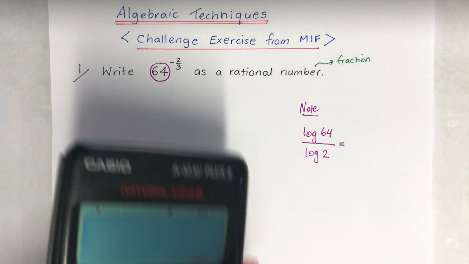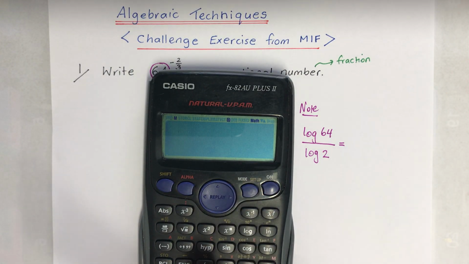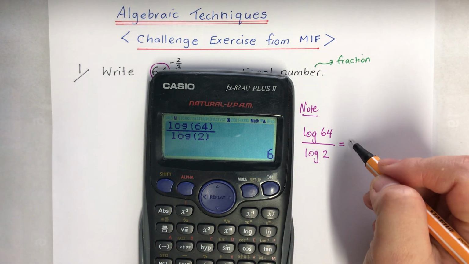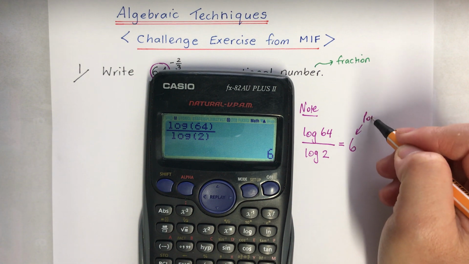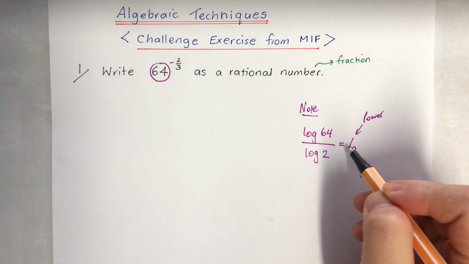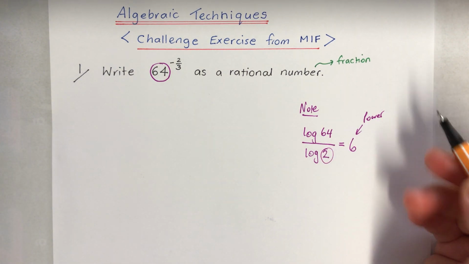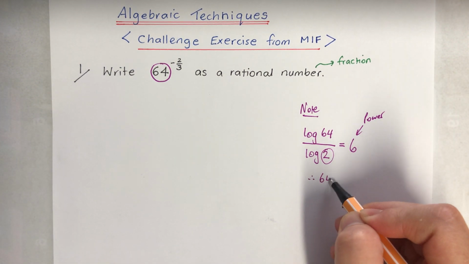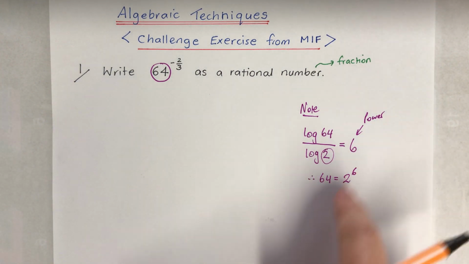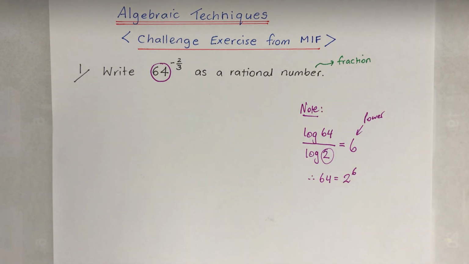So what I'm going to do, I'm going to show you in calculator. So I'm going to use fraction button there, and I'm going to use log 64 and then log 2. It gives me 6. That means power of 6. This is the power, okay, index. So what does that really mean is the power of the base is 2. So that means 64 is 2 to the power of 6. Okay, so this is a little sort of shortcut.